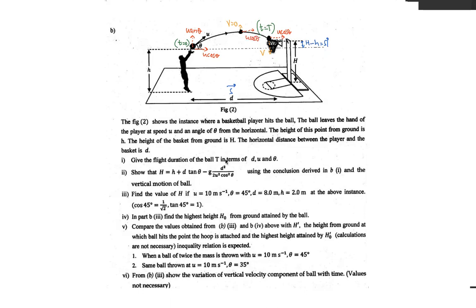Give the flight duration of the ball capital T in terms of d, u and theta. I think that is simple because you can use the horizontal. First of all, you can use the equation s equal ut plus half at squared horizontally. And don't forget, the gravity is there, downwards: acceleration is equal to g, but horizontally acceleration is equal to 0.